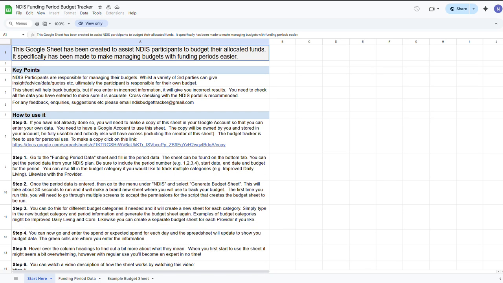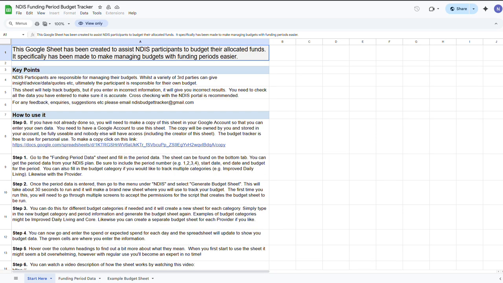Before we get into demoing the spreadsheet, I thought it'd be a good idea to explain why this sheet was made. In May of 2025, the NDIS rolled out a new concept called funding periods. This is essentially where a plan is broken down into multiple sections or periods where funds are allocated to that specific period. The default is 3 months. That means if you've got a 1-year plan, it will now be broken down into 4 3-month periods.